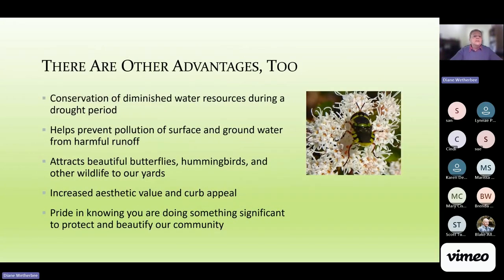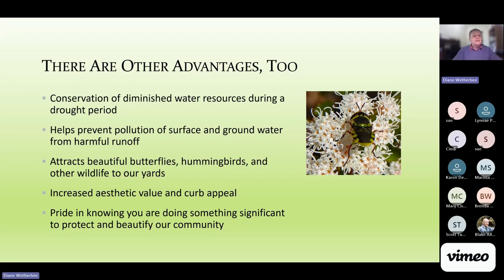So other advantages might include, basically, we're conserving our ever diminishing water resources during drought periods. We come dangerously close to shutting down water systems sometimes because the demand for water is so high during drought periods, mostly to water our lawns. So it helps us get away from that. Also, as I said before, it helps prevent surface water from running off. And often that surface water is full of harmful chemicals and things that we don't want in our water supply.